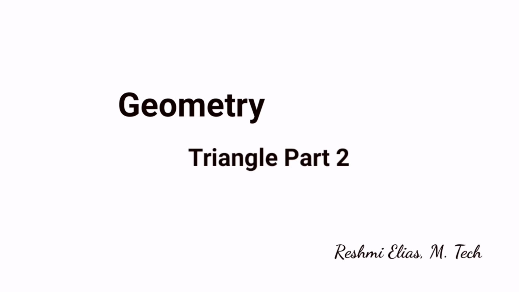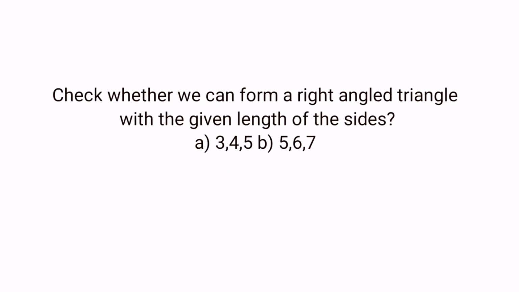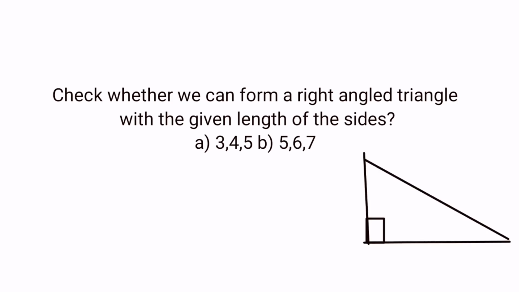Let's get started. Our first question is, check whether we can form a right angled triangle with the given length of the sides. Option A, 3, 4, 5 and the second one is 5, 6, 7.